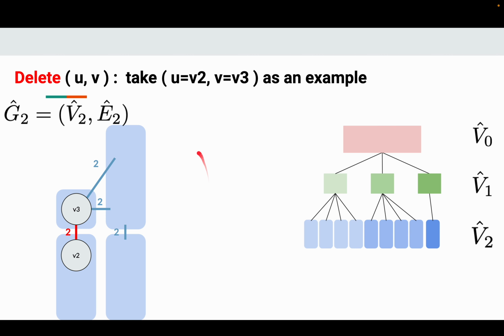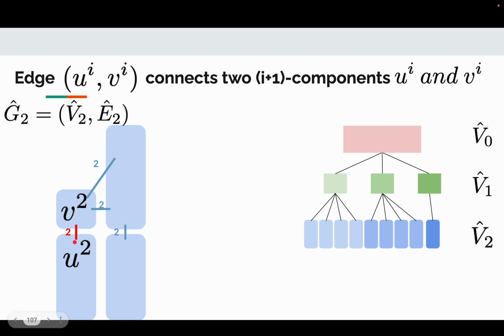Let's take this graph as a more concrete example that is easier to understand. We would like to delete this edge. We first make a query, and the query responded that this edge does connect two separate, distinct connected components, this one and this one.